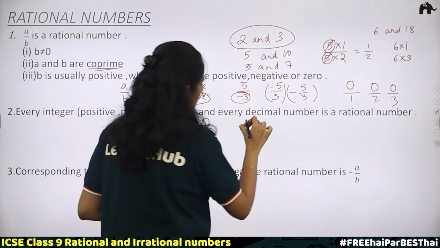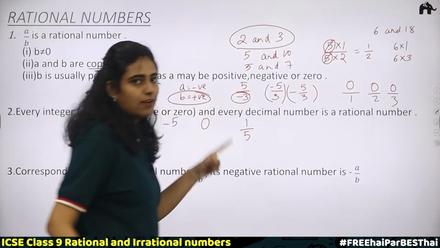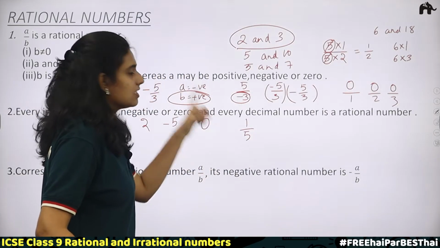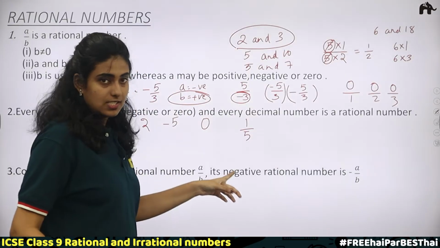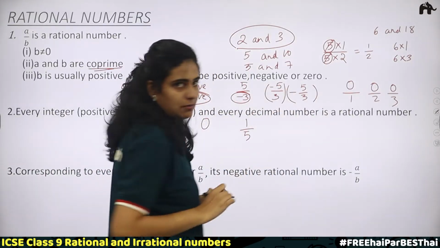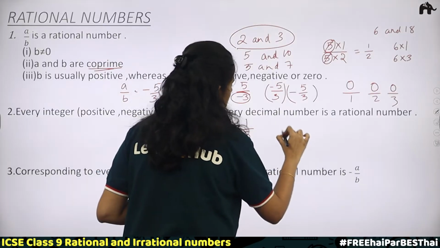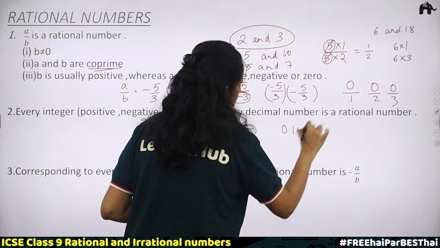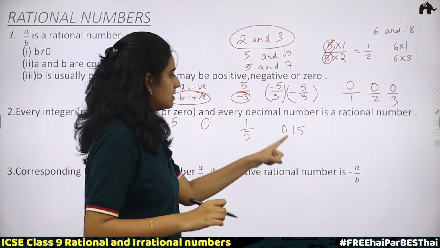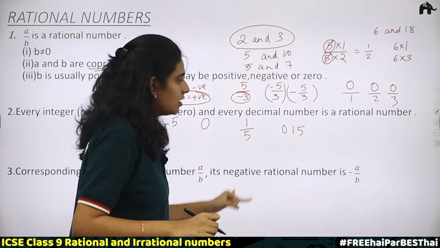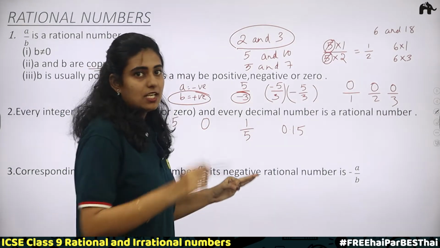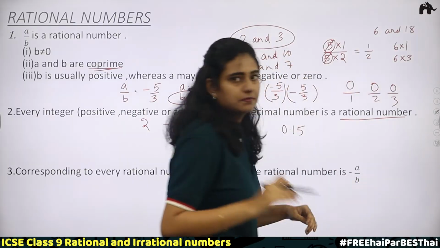If you take a fraction, 1 by 5, it is not a whole number, it is not a natural number, it is not an integer, but it is a rational number. If you take a decimal, 0.15, it is not a natural number, it is not a whole number, it is not an integer, but it is a rational number.